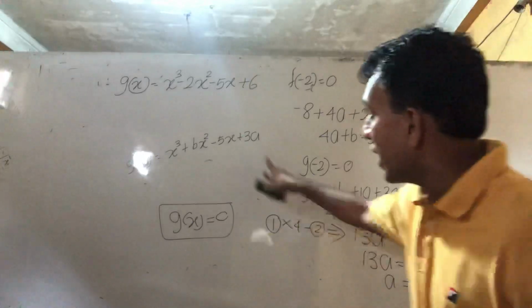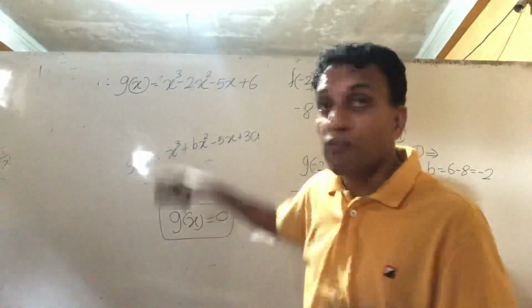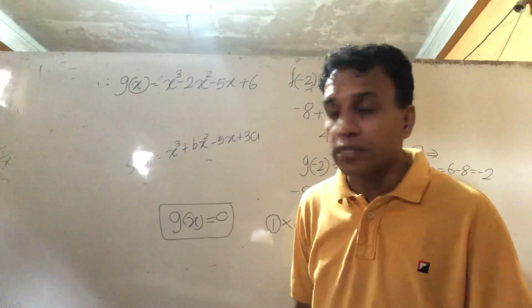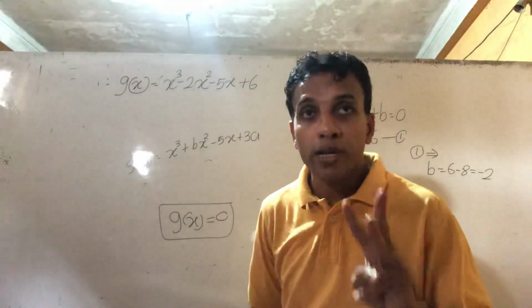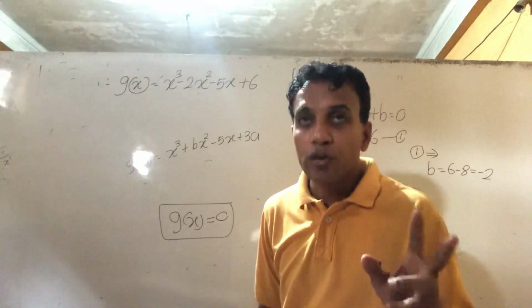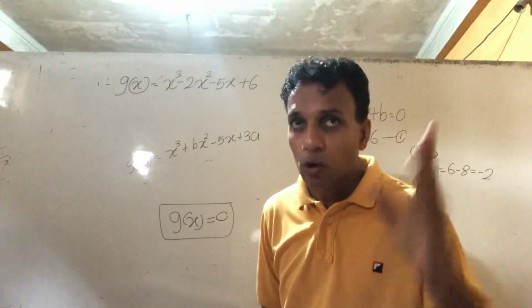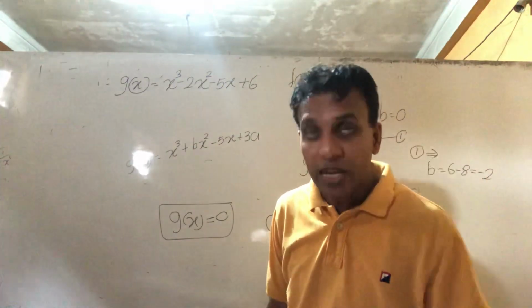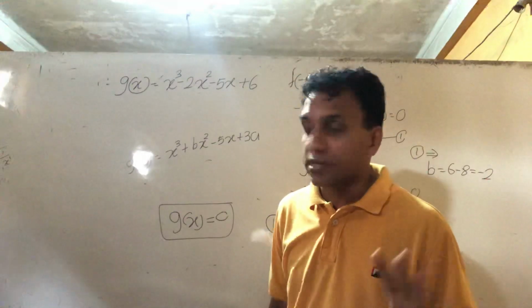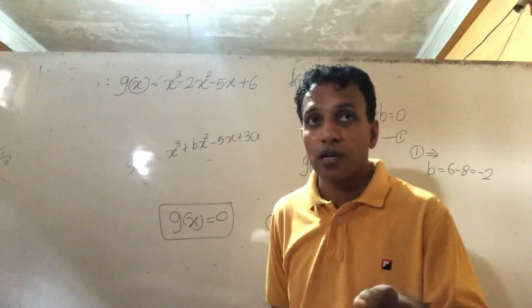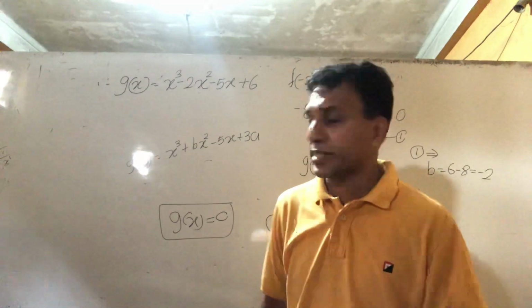x plus 2 is a factor. They said x plus 2 is the factor. I'll try now to find the remaining factors. A cubic polynomial has 3 factors, right? A quadratic polynomial has 2 factors. Like if a power 4 comes, there are 4 factors. If factors are available, we will find the 4 factors. So a cubic polynomial has 3 factors. One is given, so I will find the remaining factors.